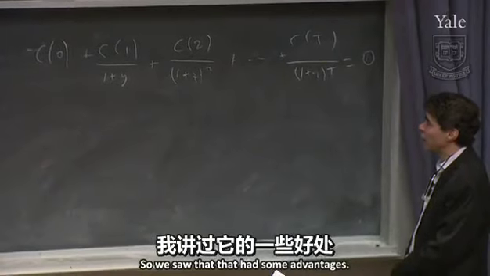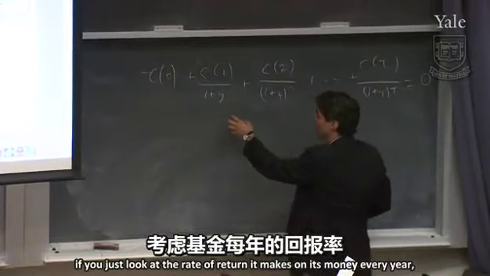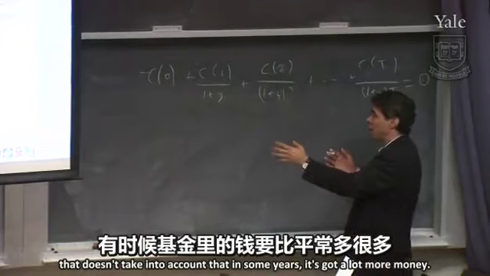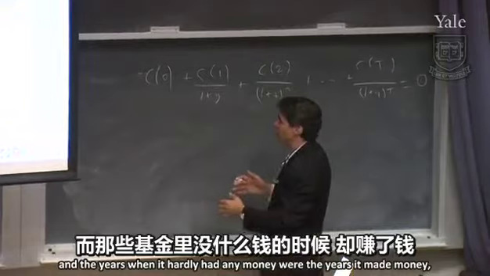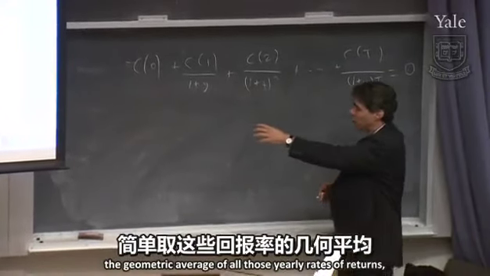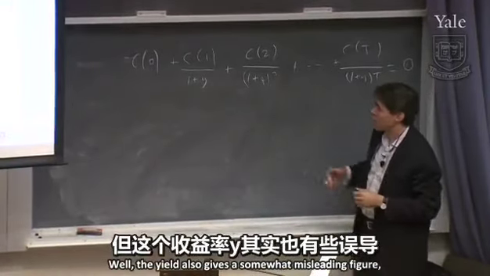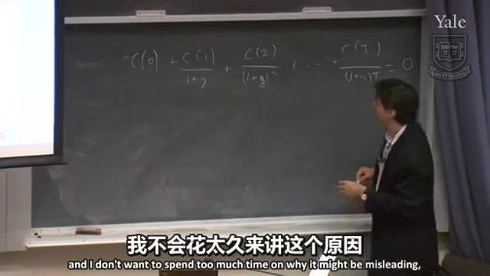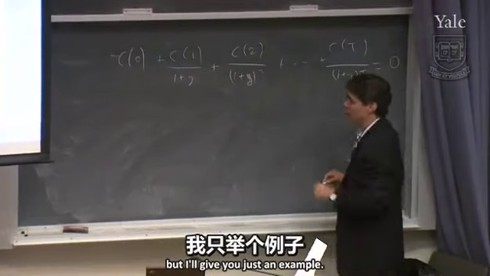So we saw that that had some advantages. For example, in a hedge fund, if you just look at the rate of return it makes on its money every year, that doesn't take into account that some years it's got a lot more money. So if those were the years it lost money, and the years when it hardly had any money were the years that it made money, just taking the geometric average of all those yearly rates of return would give a misleading figure. Well, the yield also gives a somewhat misleading figure, and I don't want to spend too much time on why, but I'll give you just an example.